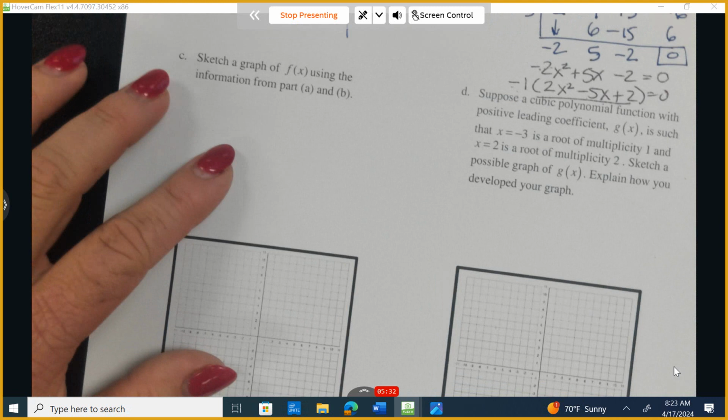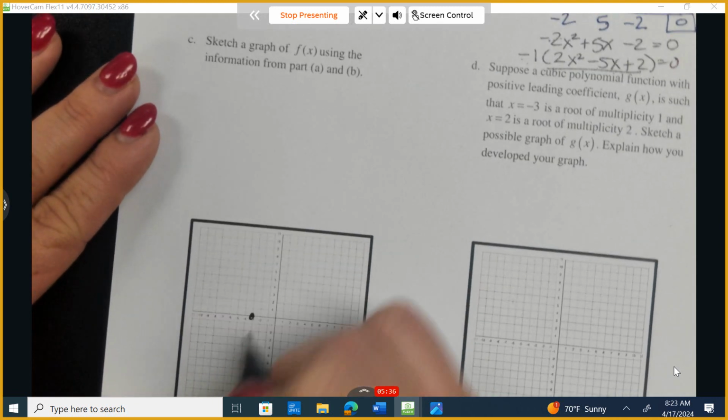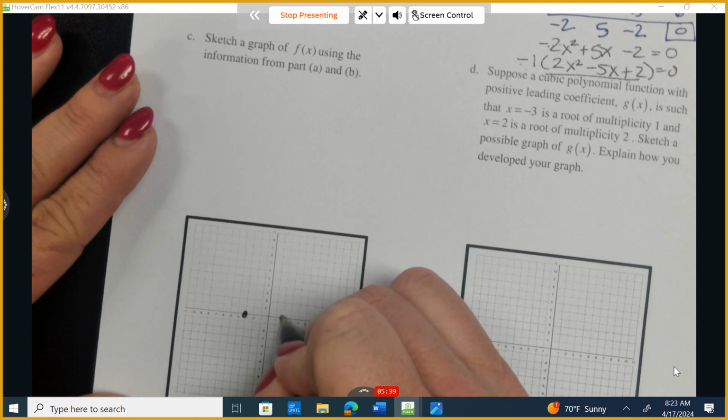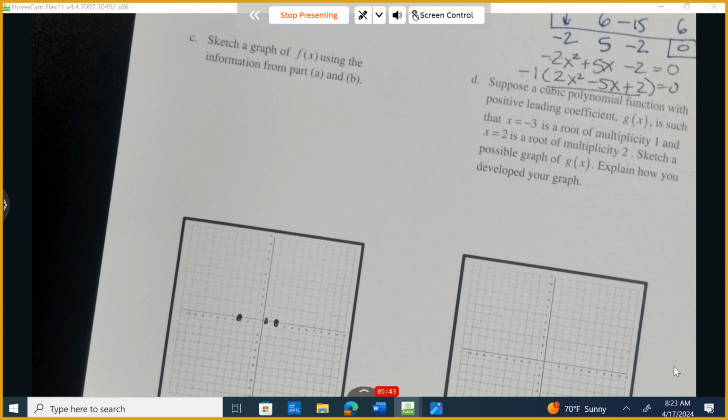Now we're going to try to graph this. So let's see what we can do. Let's go to -3 and make a dot. Let's go to +2 and +1/2. Now what else do I know here?